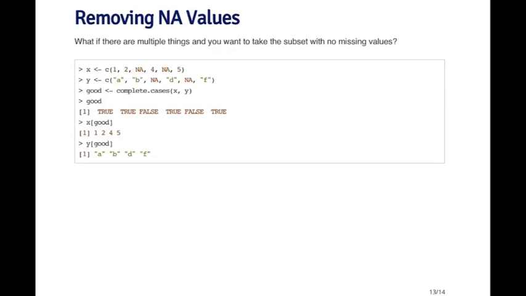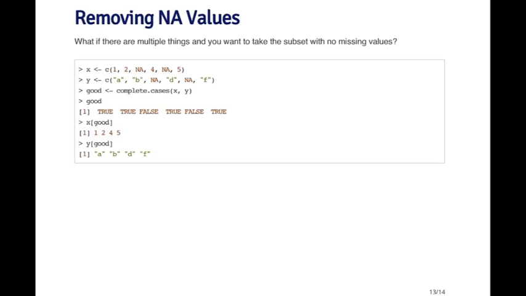So what if there are multiple vectors or multiple objects, and each one has missing values in slightly different places, and you want to take the subset of all the objects that have no missing values? So here I created a vector called X, which is 1, 2, 4, and 5, and missing values scattered about, and then Y is a character vector with also some missing values in it.